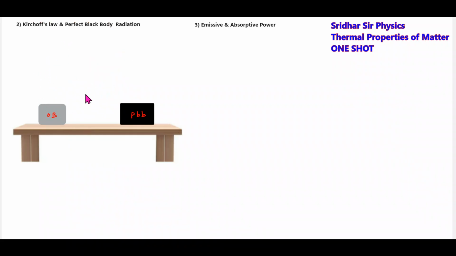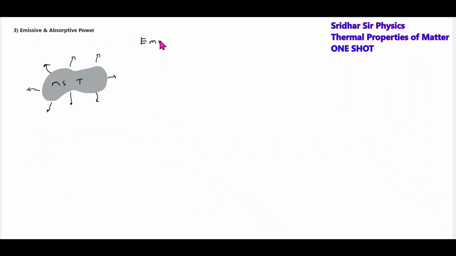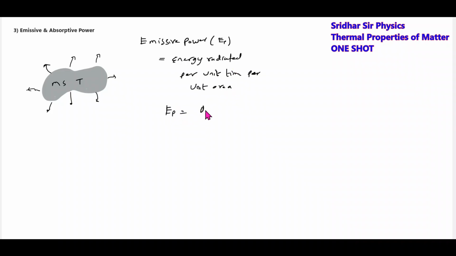Now we'll compare the radiation of an ordinary body and a perfect black body. Before that, first we'll discuss the emissive power. These are simple definitions. Emissive power is the energy radiated per unit time per unit area, that is, du by delta t by unit area. Like this we'll define the emissive power.